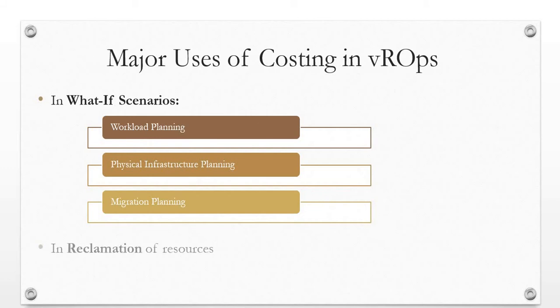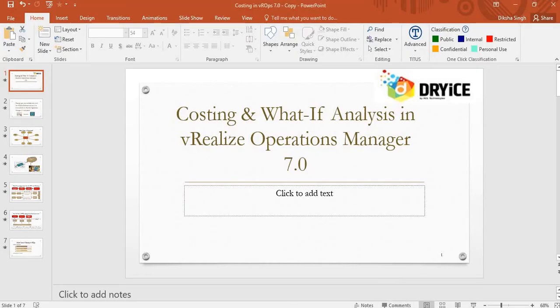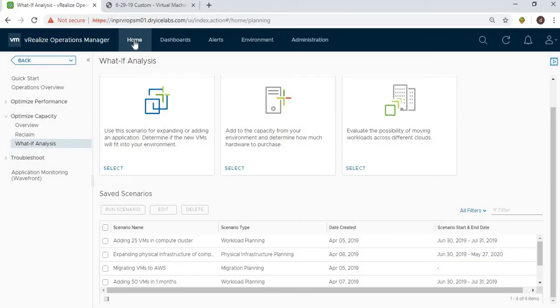Also, costing is used in capacity reclamation. It helps to determine the time remaining until CPU, memory, and storage resources run out, and also realize cost savings when underutilized VMs can be reclaimed. So here ends enough of the theory part, and now let's do hands-on in the vRealize portal to understand it better.